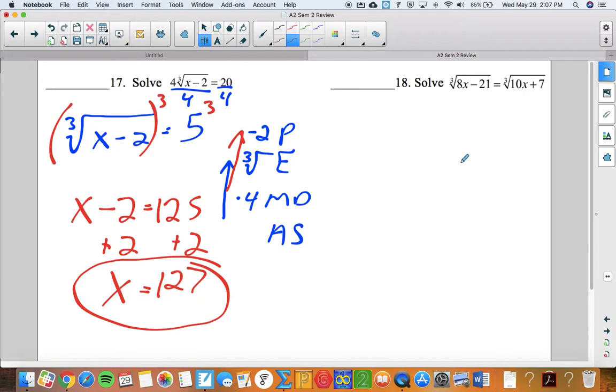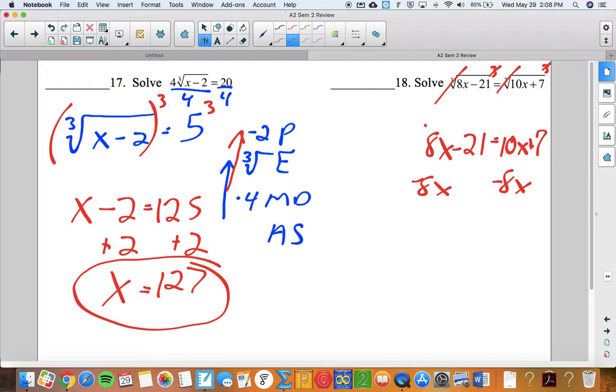Now over here on number 18, I could really just cube both sides. So that way I'm doing the same thing to the left and the right side, and cubing undoes cube rooting. So I just get 8x minus 21 equals 10x plus 7. So the fact that they both were getting cube rooted, or raised to the 1/3, is a big deal. That made this problem a lot easier.